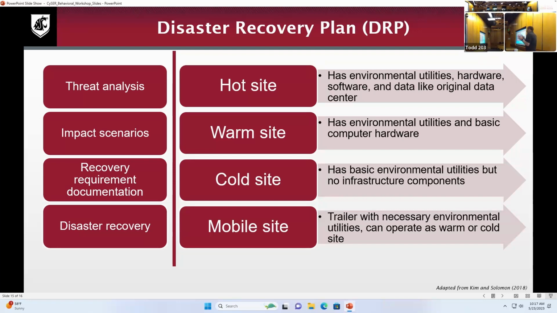And the great thing about a hot site is if something happens, flip a switch, you can be back up in the same day. It's not as quick as snap a finger, but pretty darn close. You can usually be back up within hours. But what's the downside to having a hot site?